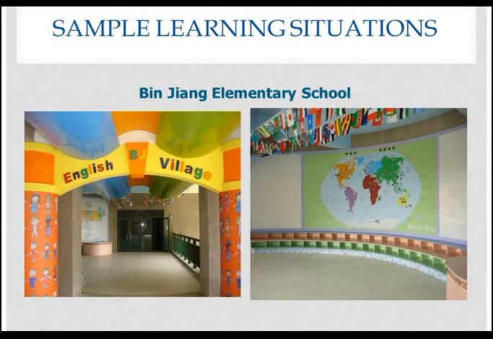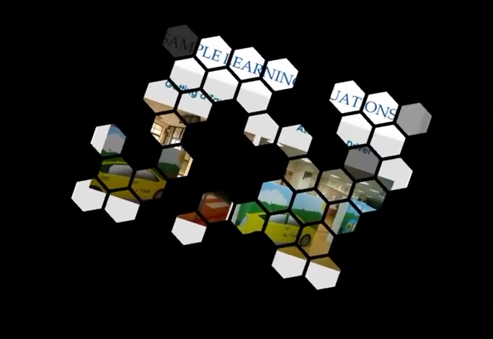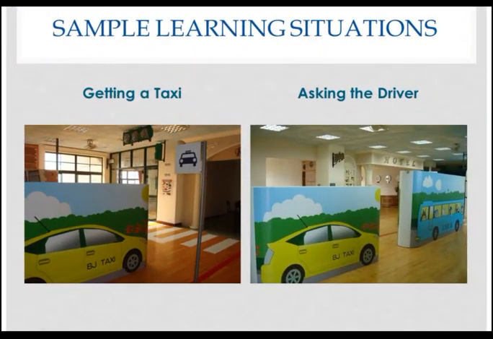See, it's an elementary school. So, see the pictures. A real situation is created. Their life situation is created. That situation is used for teaching the English language. So, getting a taxi, how to get a taxi, asking the driver. So a real life situation is used by the teacher to teach.